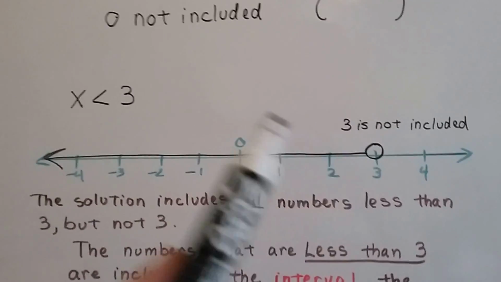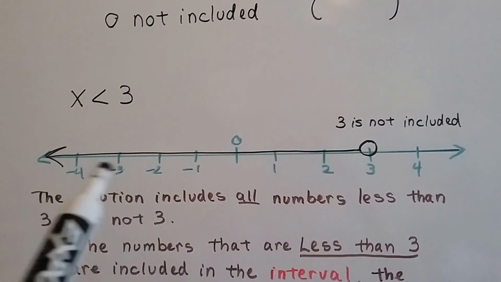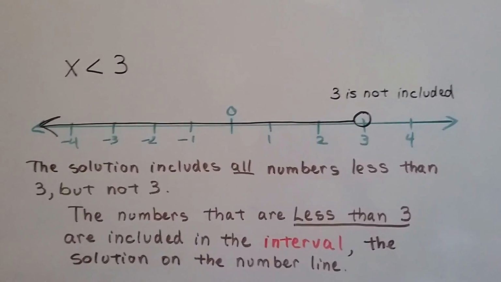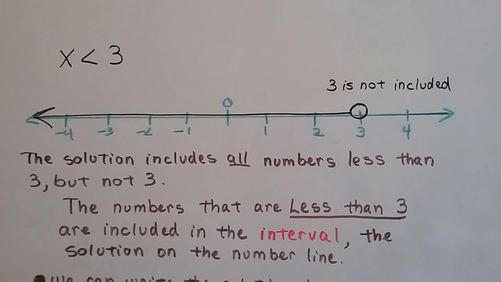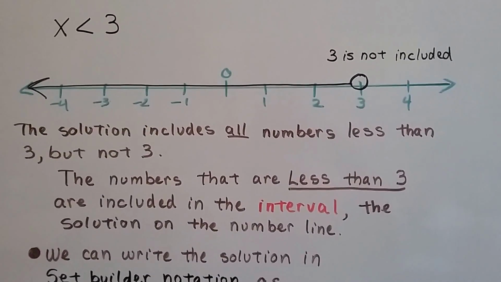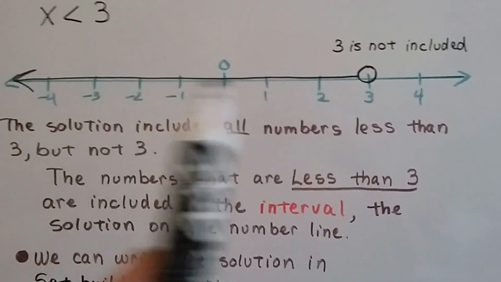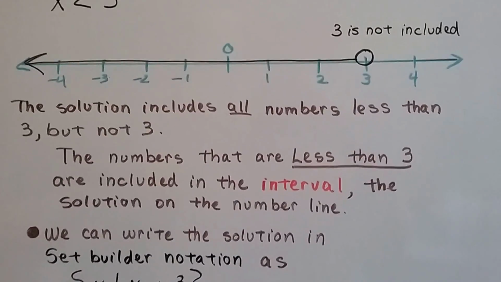So we use an open circle to show it's not included, and we draw our interval going all the way into the negative infinity direction. And the solution includes all the numbers that are less than 3 but not 3. The numbers that are less than 3 are included in this interval right here. That's the interval. That's the solution on the number line.